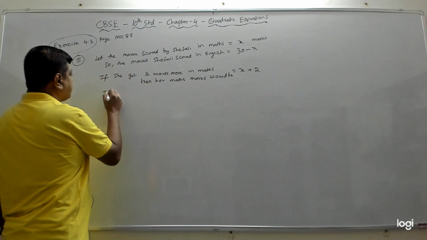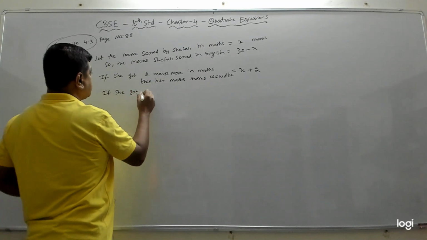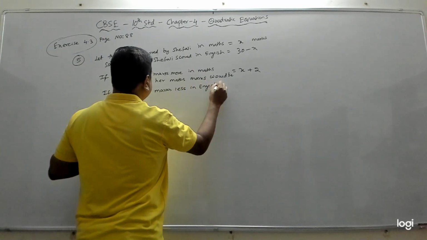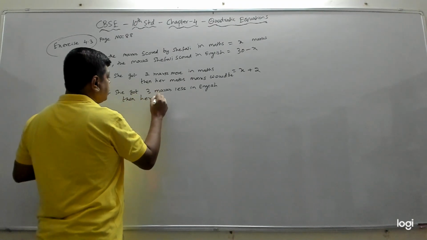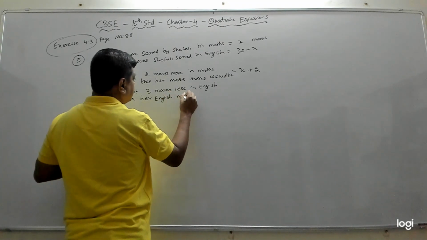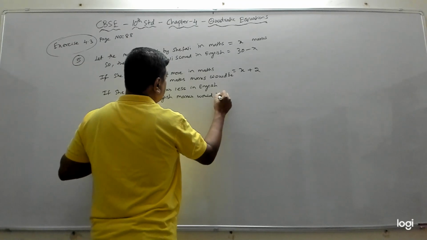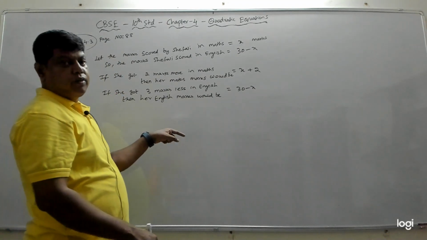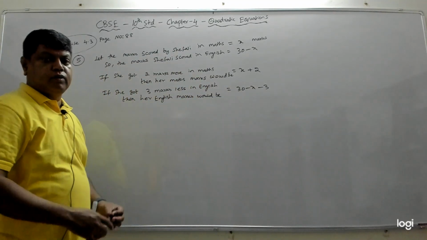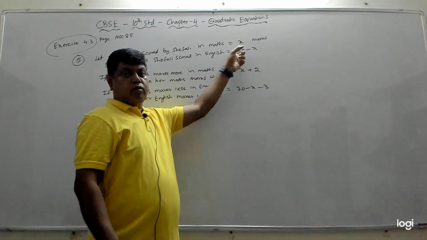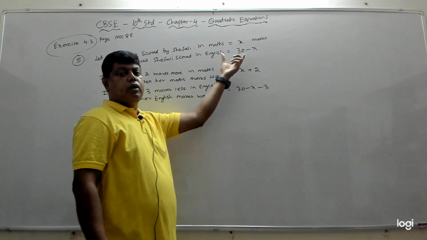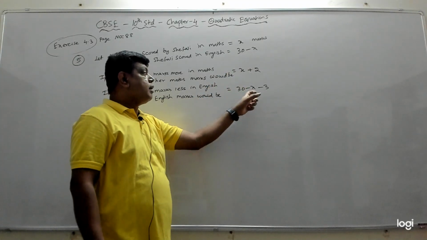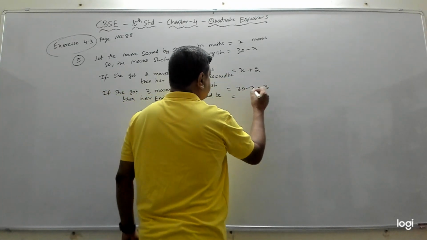And if she got 3 marks less in English, then her English marks would be how much she would have got in English? 30 minus X is the original mark she scored. Suppose she scores 3 marks less, then which means 30 minus X minus 3. From the original, if she has got 2 marks extra in maths, her mark would be X plus 2. In English she got 30 minus X. Suppose her mark is 3 less in English, then it will be 30 minus X minus 3. So that will make it 30 minus 3 is 27 minus X.